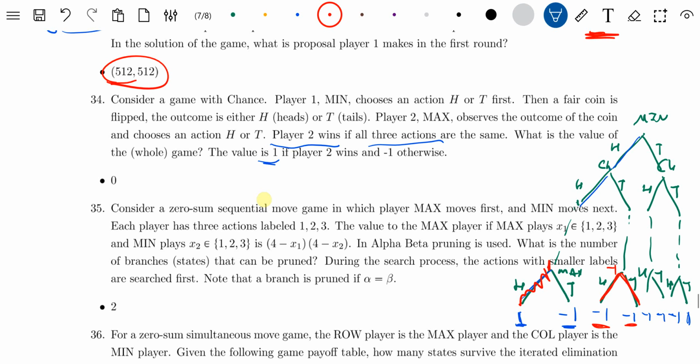So this is 1 here. And again, this is -1. Max between these two is 1. So I copy the 1 here. Whenever we see a chance, we do the expected value. So half of the time I get 1, half of the time I get -1. So it's 0. So 1 times a half plus -1 times a half is 0. So the same thing happens here. I get 0 as well. So now it's the min player. The minimum between 0 and 0 is also 0. So that's why the value of the whole game is 0.